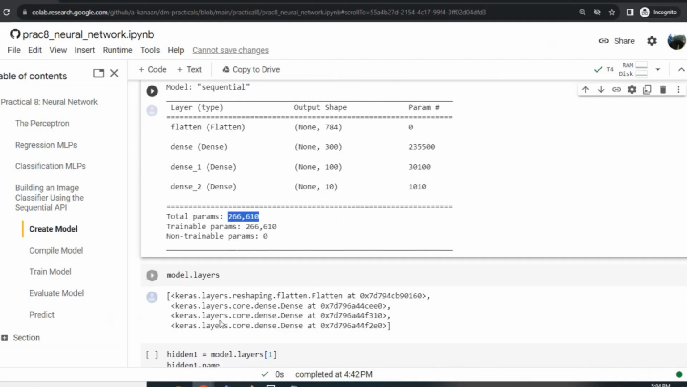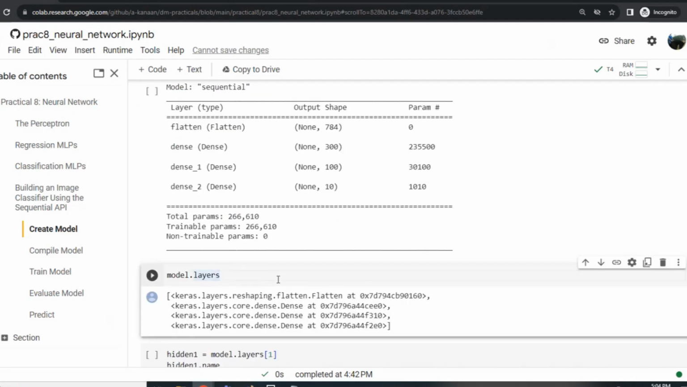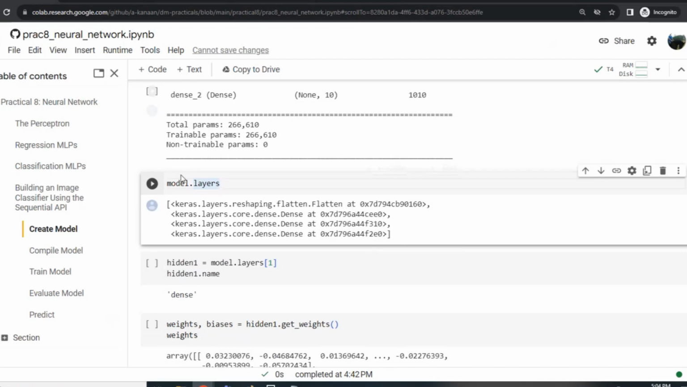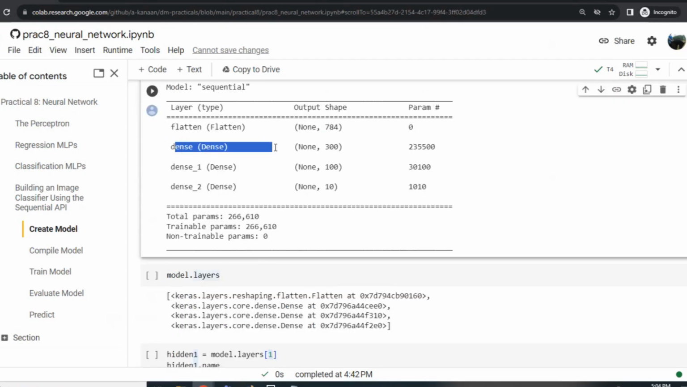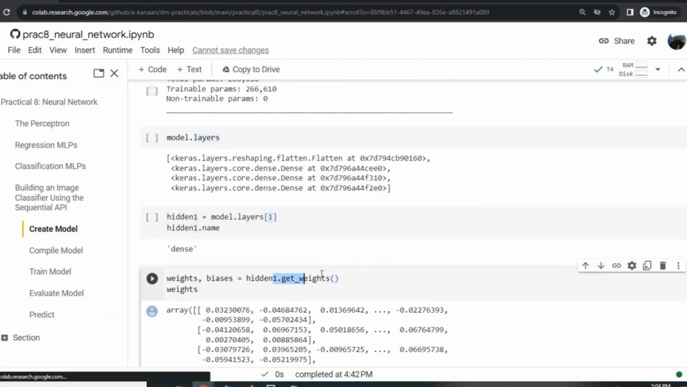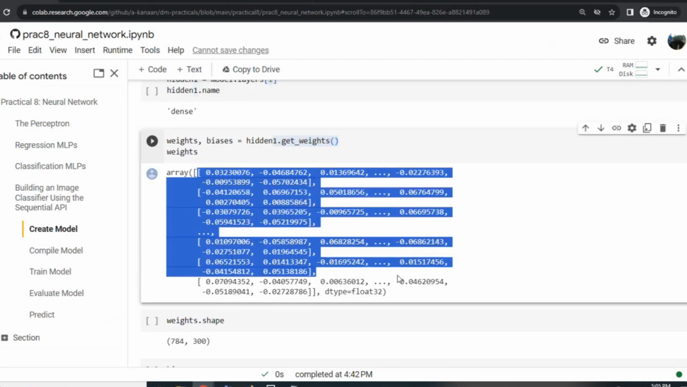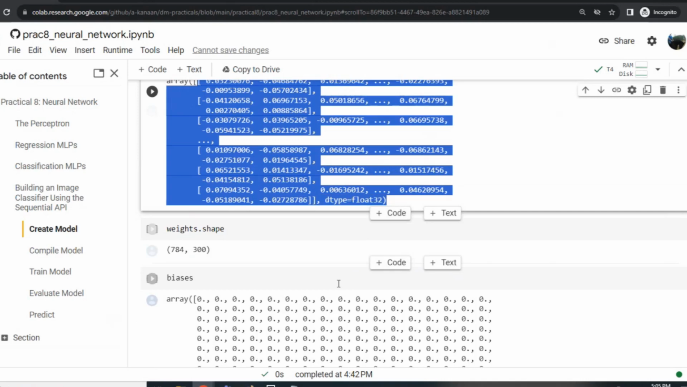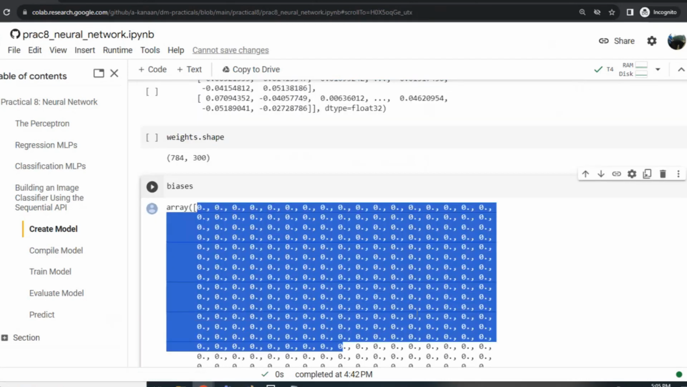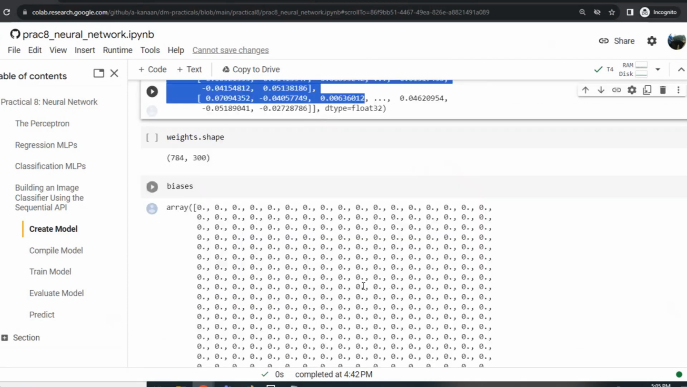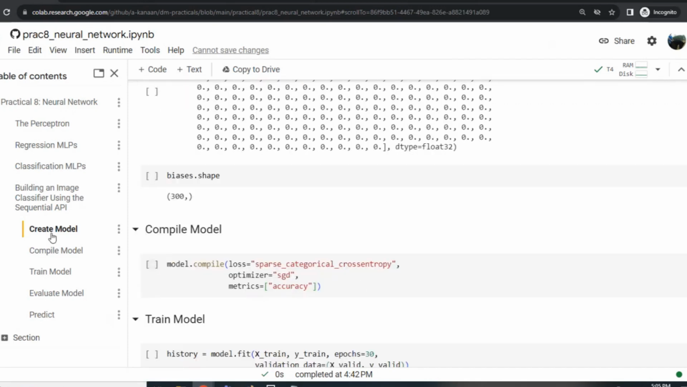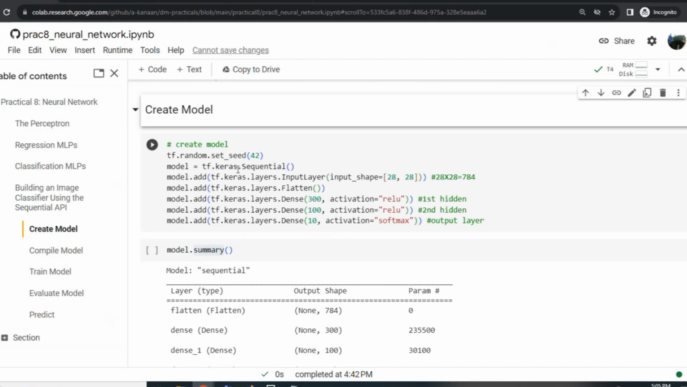Okay, now we're done with this part. Now, if you'd like to recall the layers, to get the objects, you can call layers. If you'd like to get a reference to, let's say, the first hidden layer, then you provide the index number for the hidden layer, which is 1. Then you can call the weights. So here you can get all the weights initialized and the bias as well. The bias at first is just 0, and here are some random values for the weights.